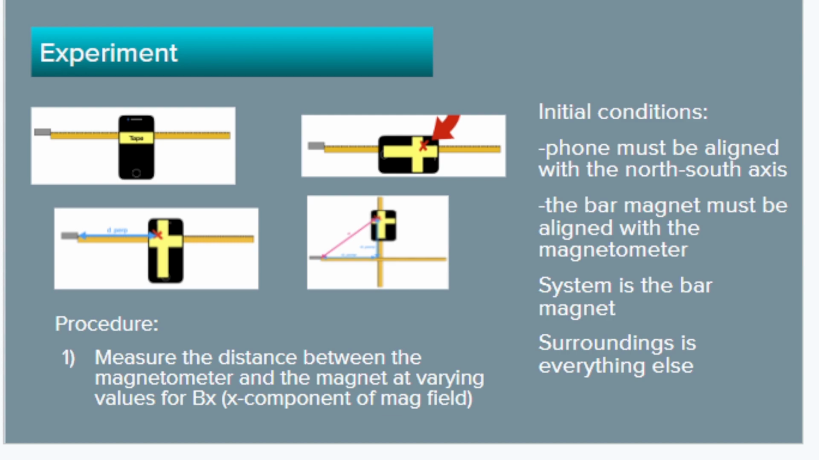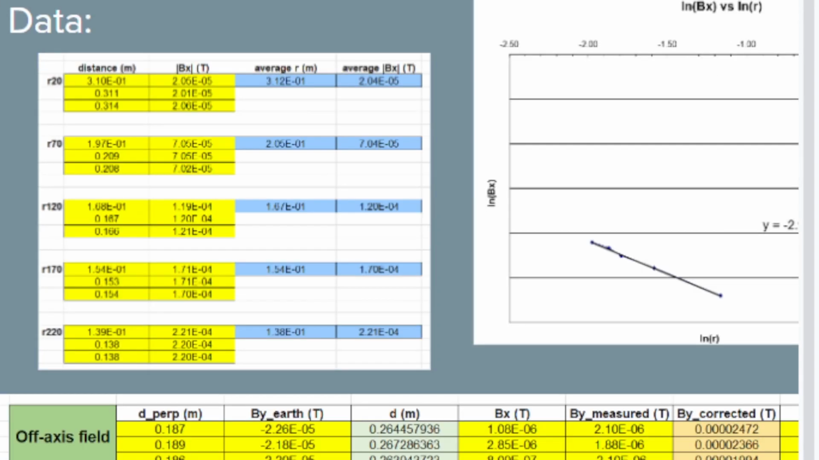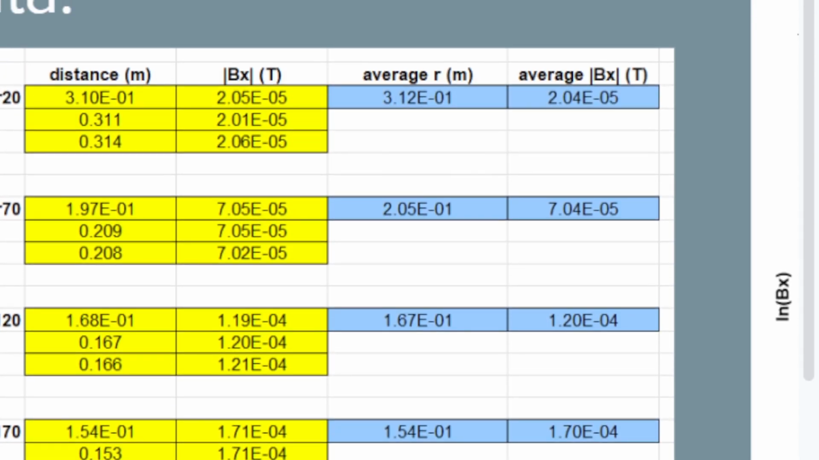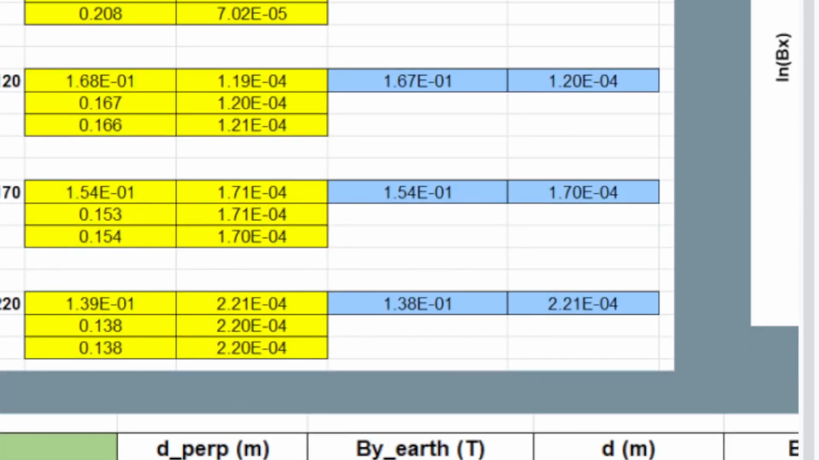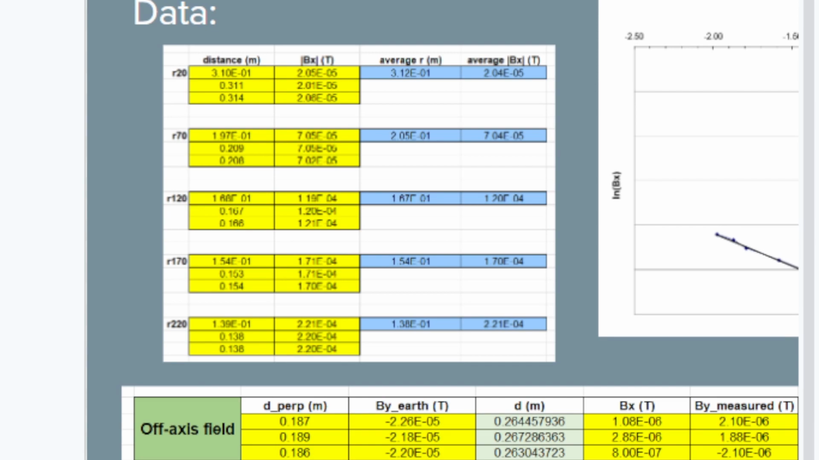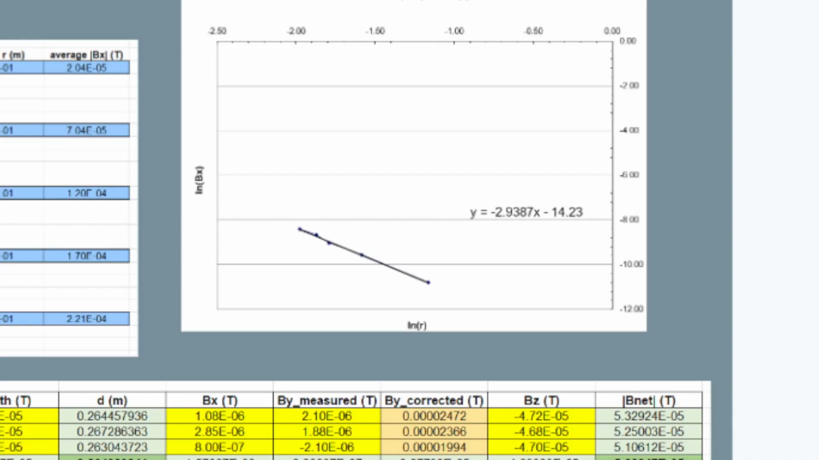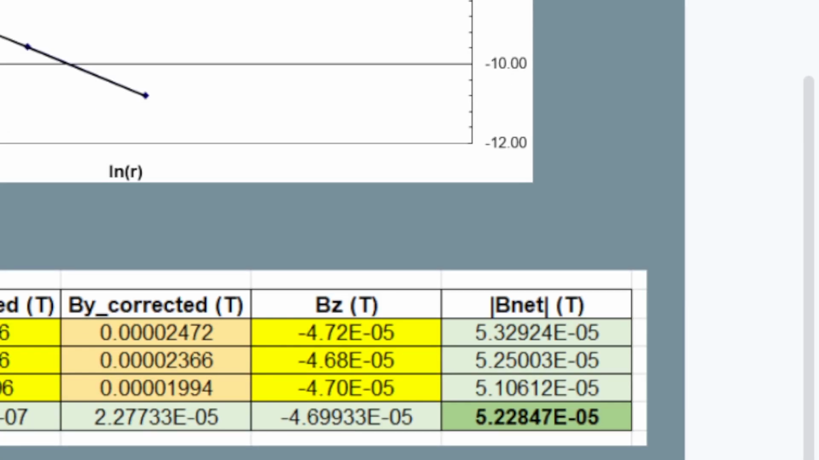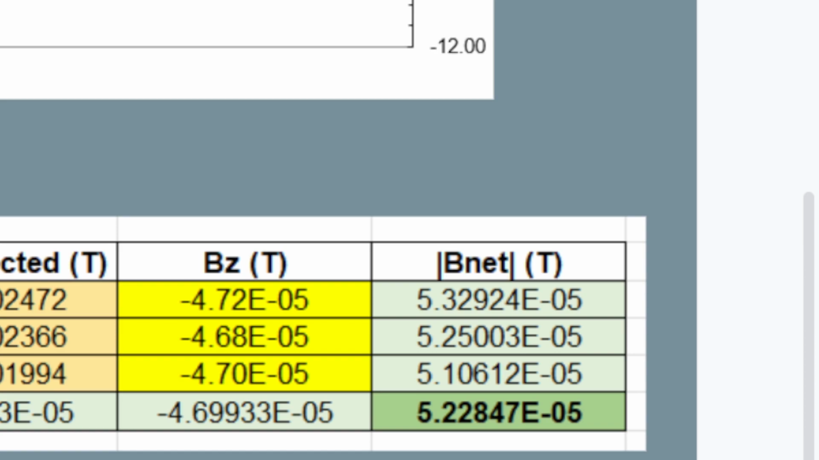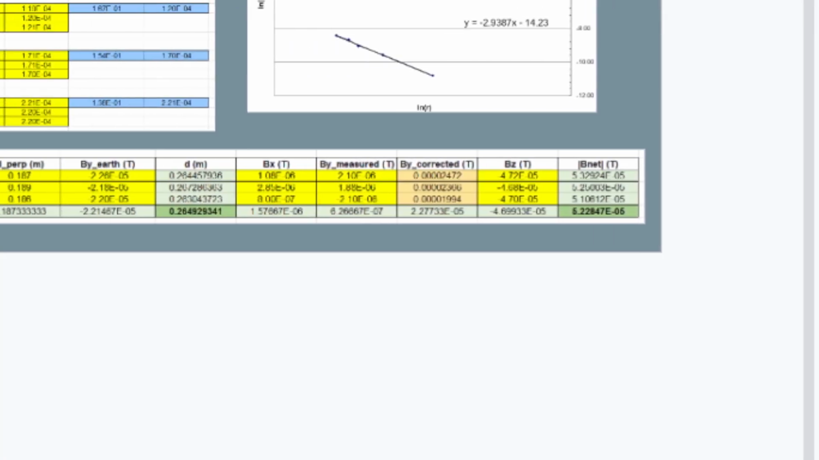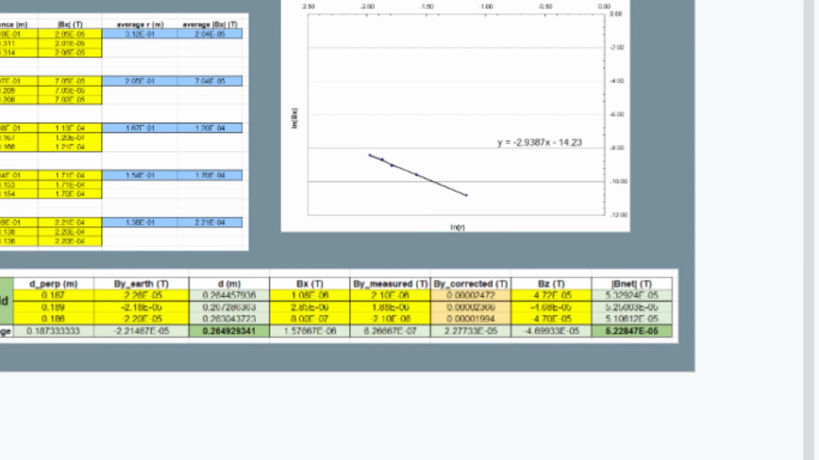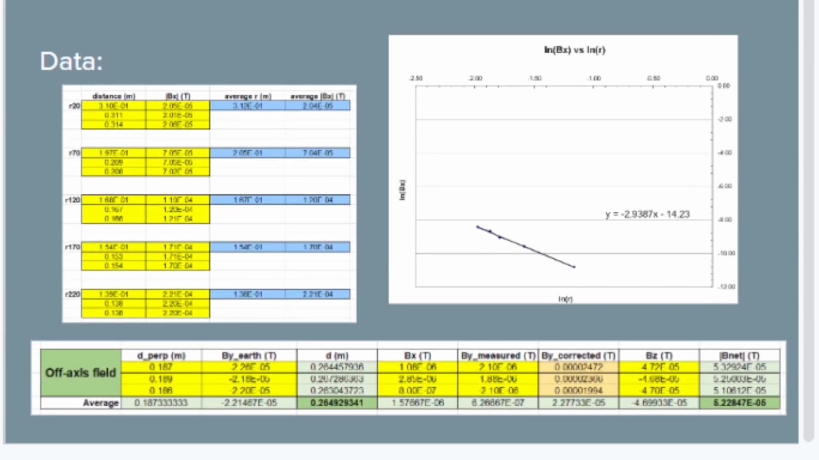As for the procedure, all we have to do is measure the distance between the magnetometer and the magnet at varying values for Bx, in other words, the x component of the magnetic field. Here is my data in accordance with that procedure. From here you can notice that the distance decreasing means that the x component increases in magnitude. The y-intercept of my linear regression line is negative 14.23, which we're going to use for a calculation later. And the B-net was roughly 5.22847 e to the negative 5 Tesla. We can consider this our experimental value for B-net at 45 degrees off axis.